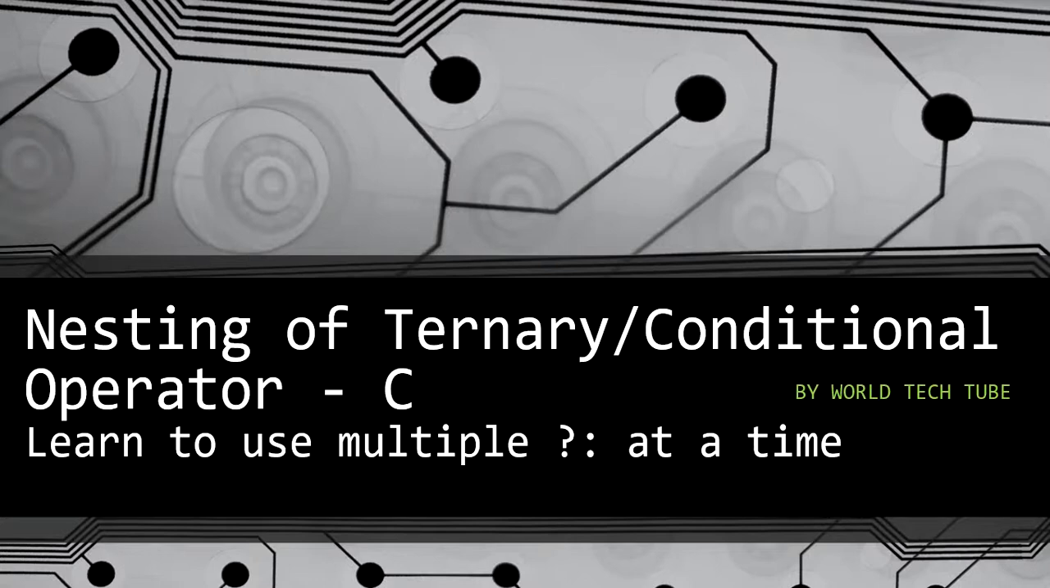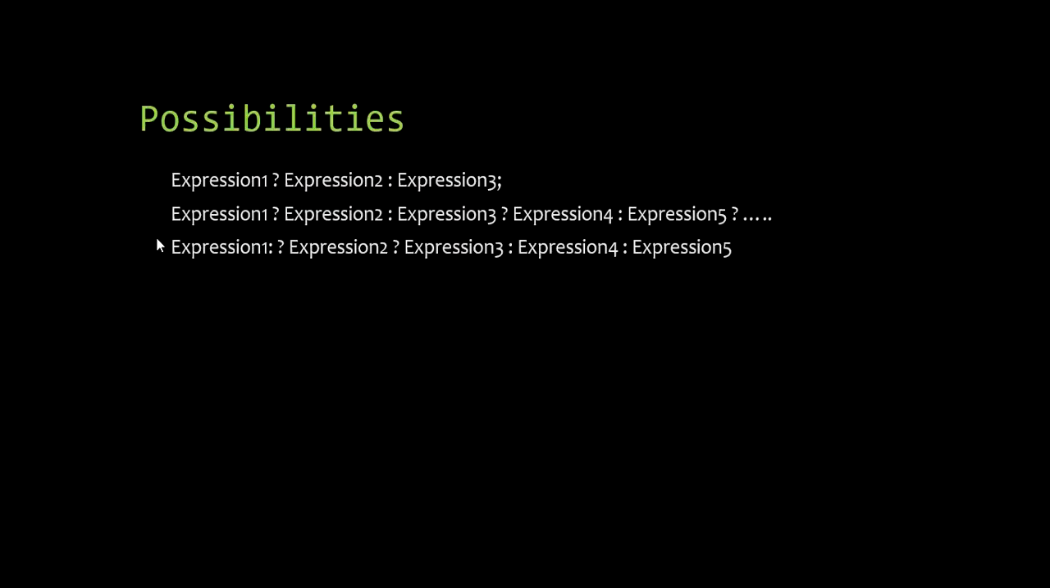So we can have several possibilities to utilize the ternary operator. It might depend on a single expression, and based on this condition we can have expression 2 or expression 3. If this is true, then this expression will be calculated. If it is false, then this will be calculated.